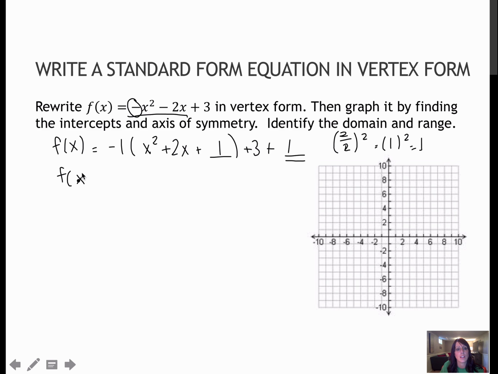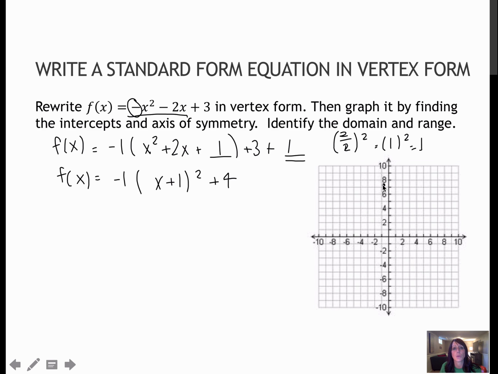The function then turns into a -1 on the outside. This part now factors into a perfect square, which is x plus 1 quantity squared. 3 plus 1 is 4.